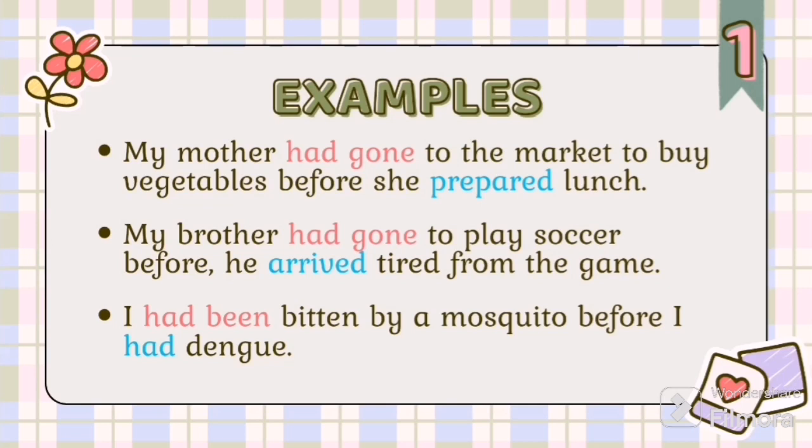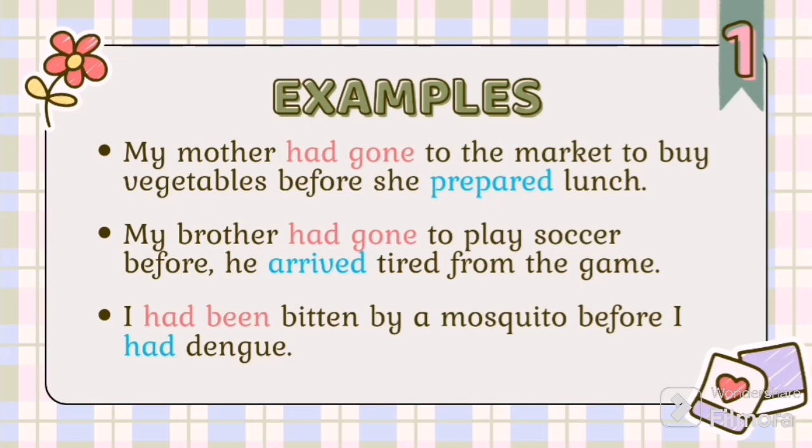Now, examples about the first function. First example, my mother had gone to the market to buy vegetables before she prepared lunch. My mother is the subject, had is the auxiliary verb, gone is the main verb in past participle. Then we have the second verb, which is in form simple past.